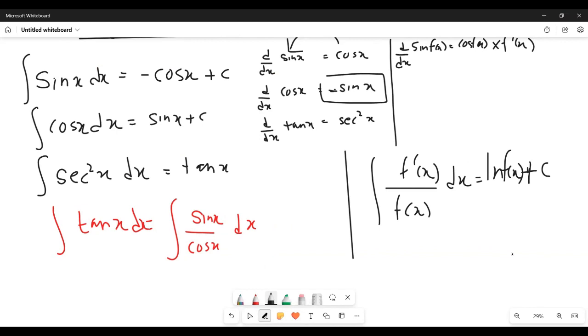So let's see. In the denominator, we have cos x. What's the derivative of cos x?